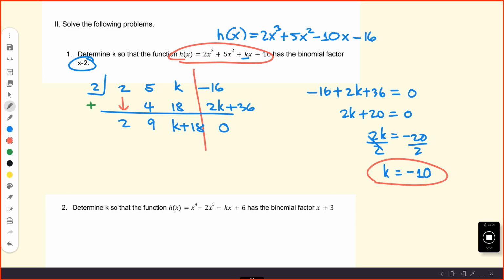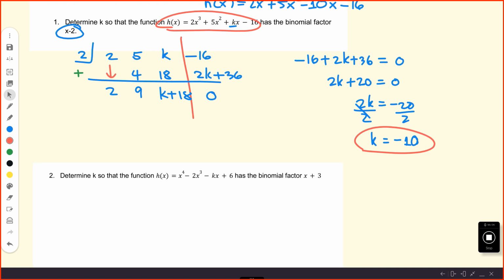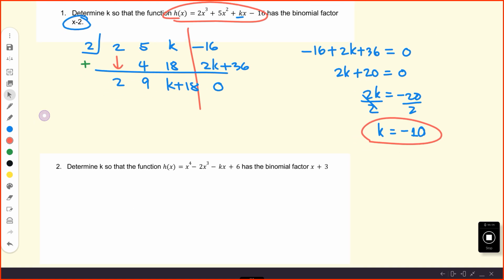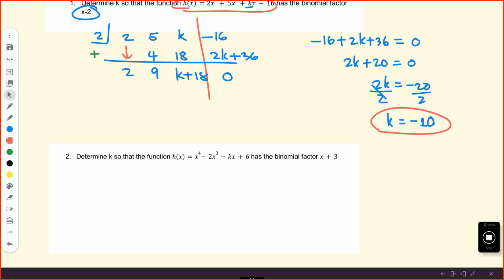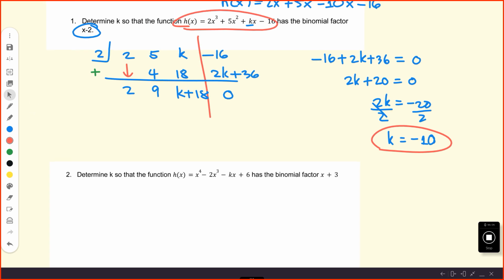Any question? Other questions? So once we get the value of k, we can now complete the polynomial, okay? Because we're trying to find the missing number, the missing coefficient. Okay. Now, so for number 2, I want you to do number 2 and try to find or complete this polynomial by solving the value of k.